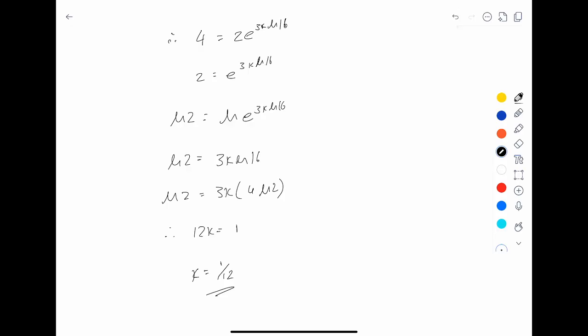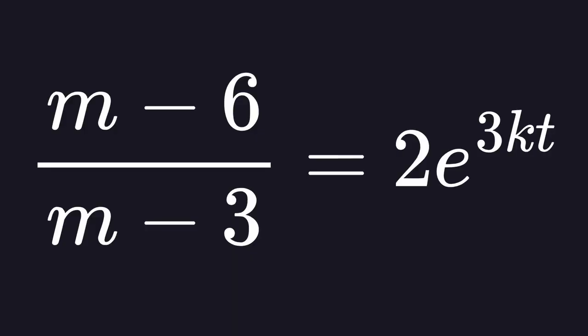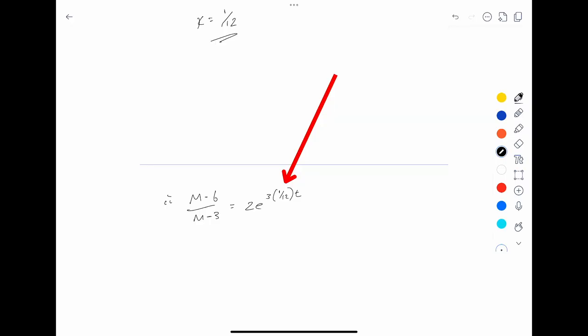Seeing as we have ln2 on both sides here, we can then cancel the ln2's on both sides, which gives us k is equal to 1 over 12. So why were we finding k again? Remember our equation: (m minus 6) over (m minus 3) is equal to 2e to the power 3kt, which we can now use to just plug in k equals 1 over 12, which gives (m minus 6) over (m minus 3) is equal to 2e to the power of 3 times 1 over 12 t.